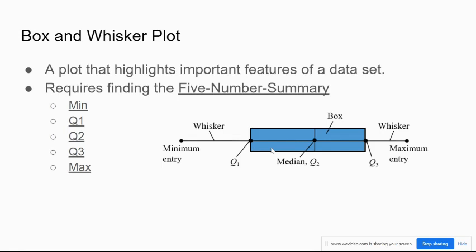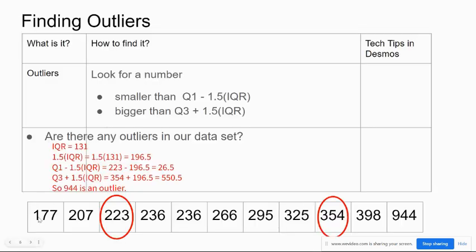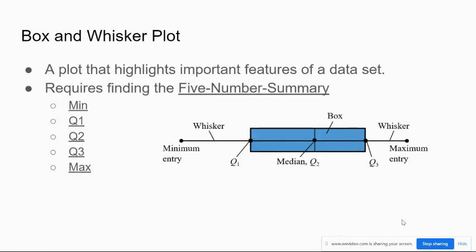Now, box and whiskers plot. That was on the bell ringer, right? It's a plot that highlights important features of a data set and it requires finding what's called the 5-number summary. The 5-number summary is 5 numbers that are important. The minimum is the first one, Q1, Q2, Q3, and then the maximum data. When you do these, you'll make a number line that includes your smallest to your biggest number. Like in this example, it would go from 177 to 944, right?